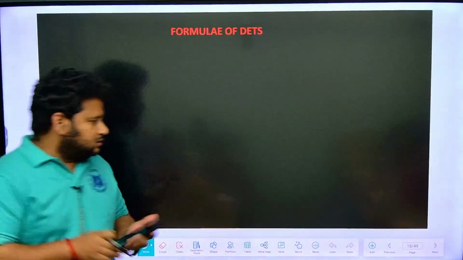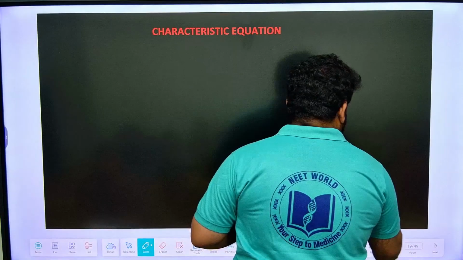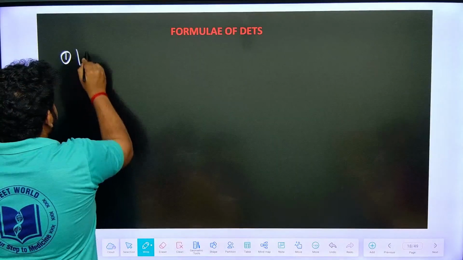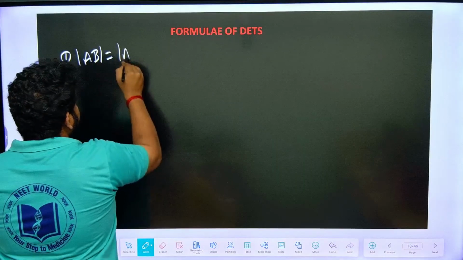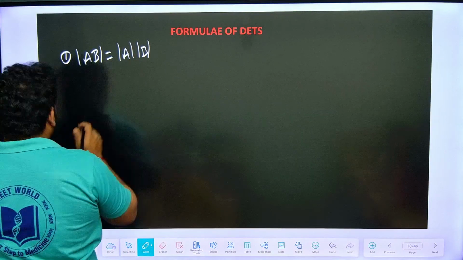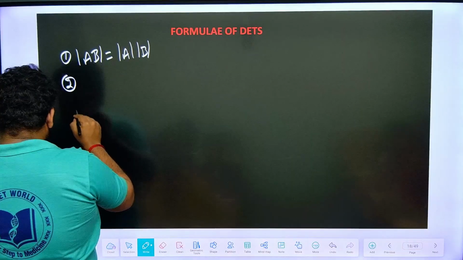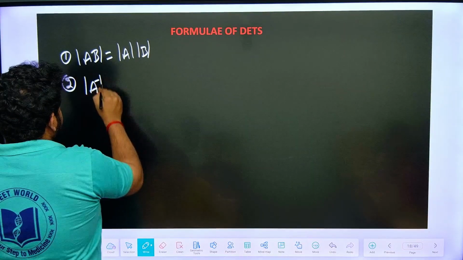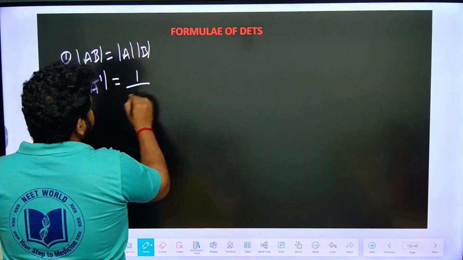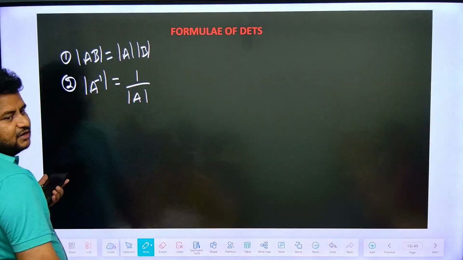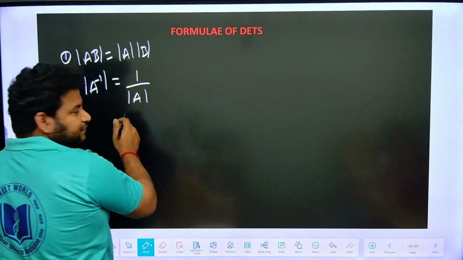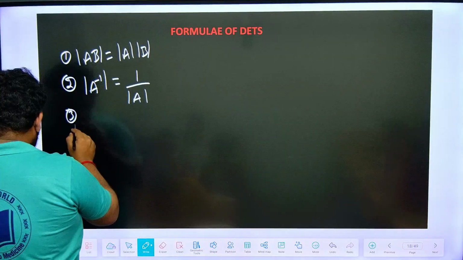Now here you have to write down certain formulas of determinants. First thing that comes is determinant of AB, which can be written as determinant of A into determinant of B. Next, determinant of A inverse can be written as 1 by determinant of A.